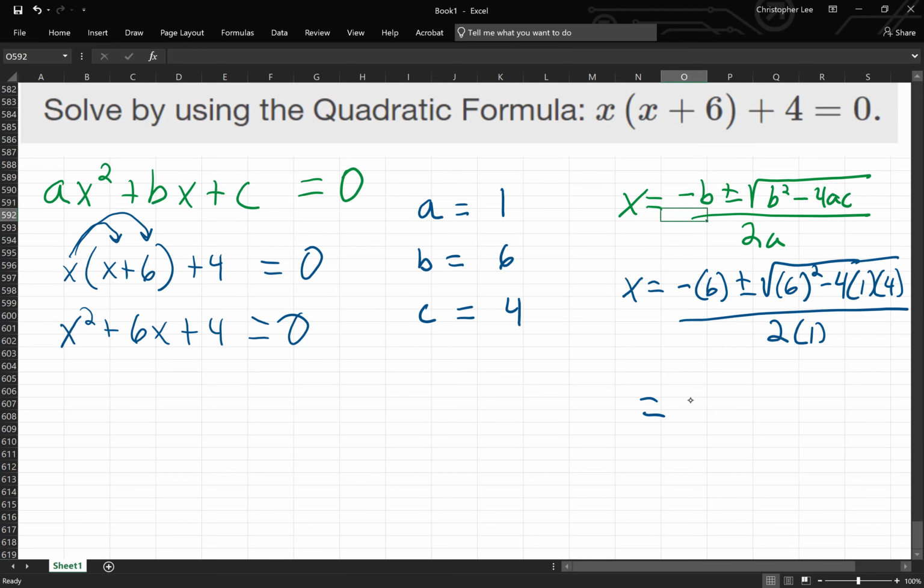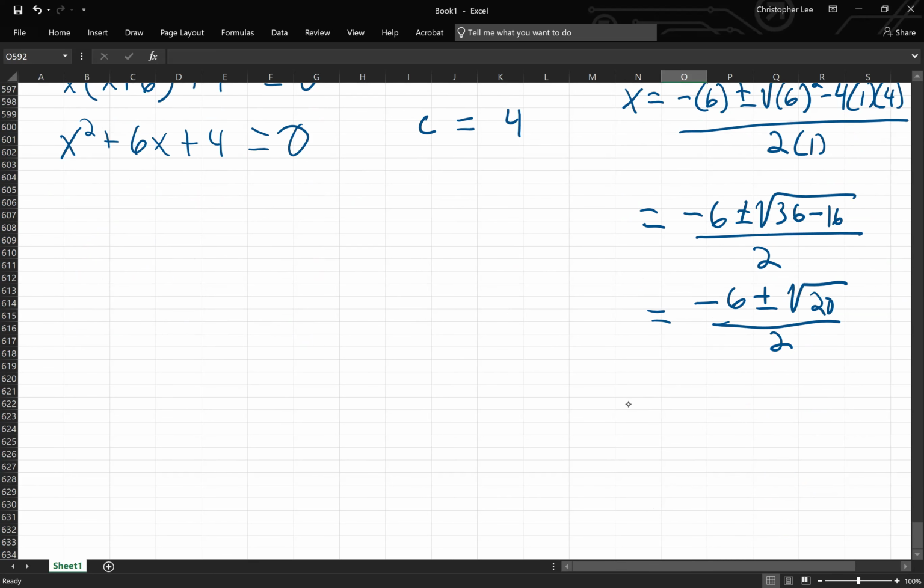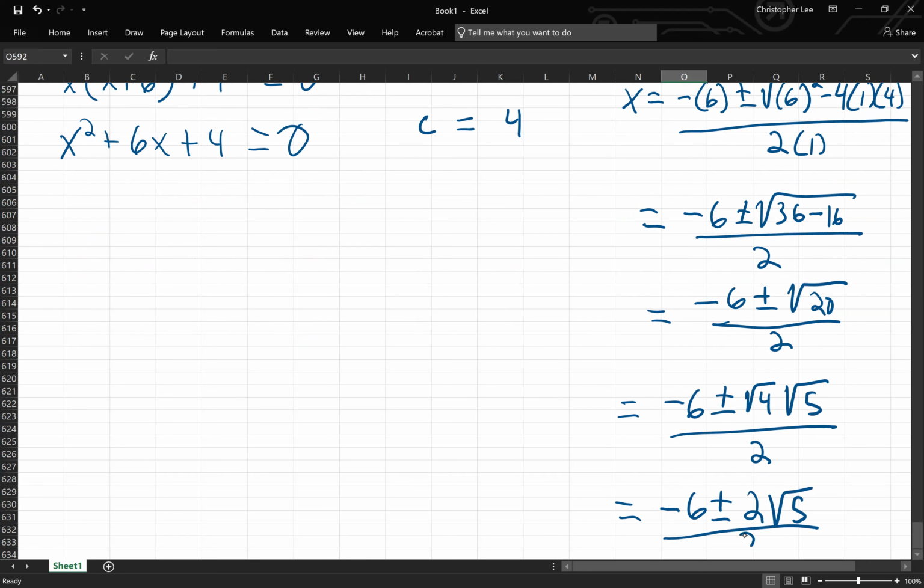A little bit of math. I have negative 6 plus or minus square root of 36 minus 16, all divided by 2. This becomes negative 6 plus or minus square root of 20, over 2. We could simplify square root of 20 though. This becomes negative 6 plus or minus square root 4 times square root 5 over 2, which becomes negative 6 plus or minus 2 square root 5 over 2.